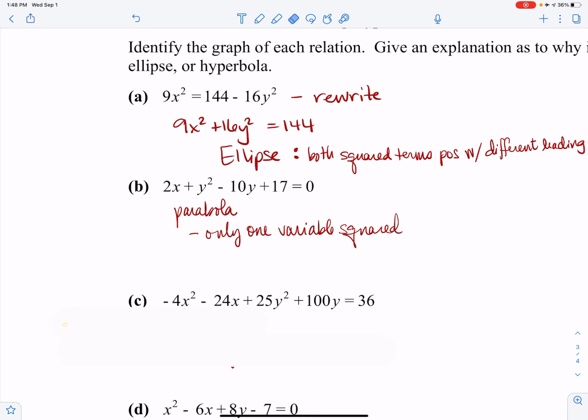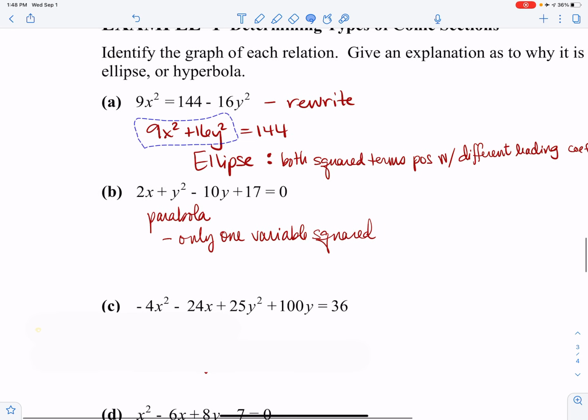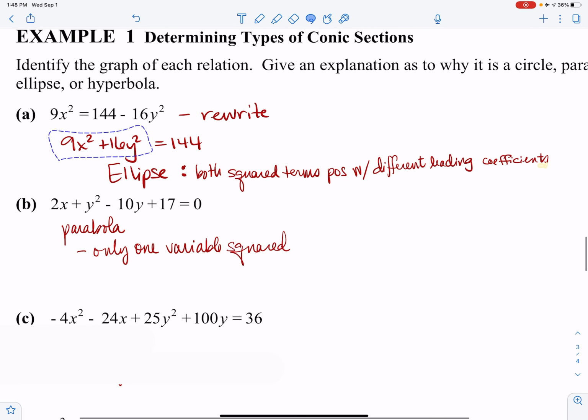The reason I'm going to settle on the ellipse is twofold, 2 reasons. Number 1, both of my squared terms are positive. Remember, one squared term is negative in a hyperbola, but for the ellipse, both squared terms are positive. But then what makes this an ellipse and not a circle? In a circle, both squared terms are positive as well. What makes it an ellipse and not a circle is the fact that the leading coefficients on my squared terms are different. Okay, my leading coefficients are different.